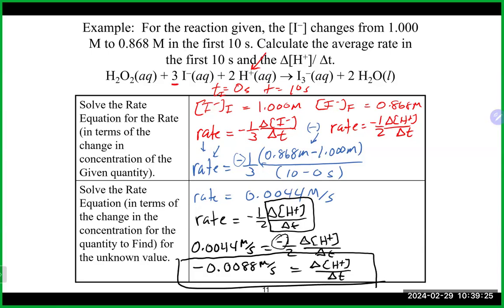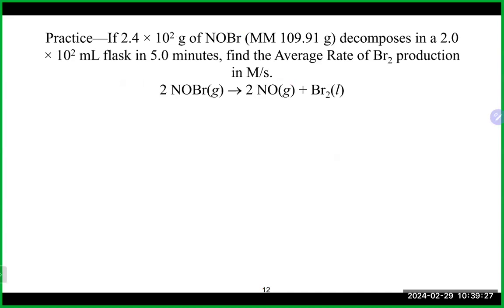Okay, then let's try another one here. You have this reaction here. You start with 2.4 times 10 to the 2 grams of NOBr, which has a molar mass of 109.91 grams per mole. It decomposes in a 2 times 10 to the 2 flask at 5 minutes. What is the average rate of Br2 production? So see what you come up with. We basically want to know how is the Br2 changing with time.